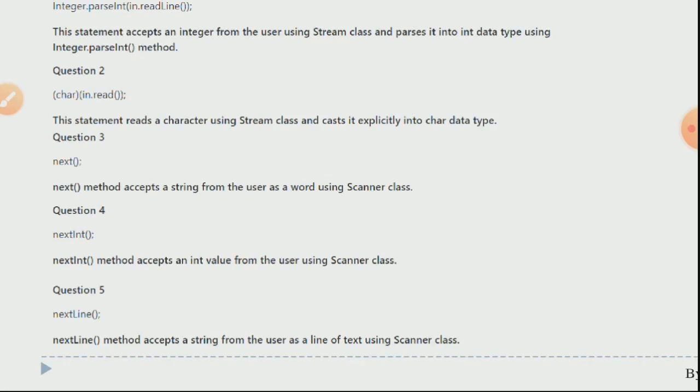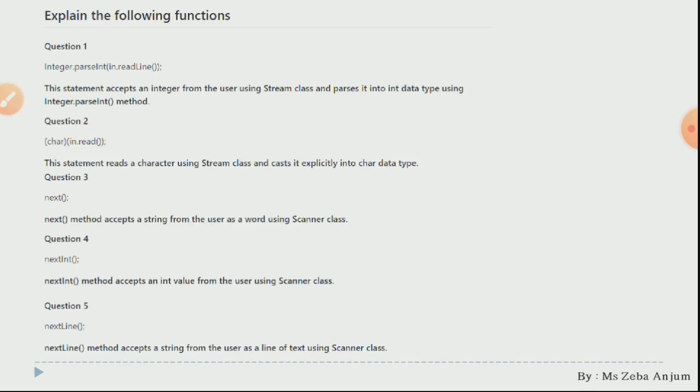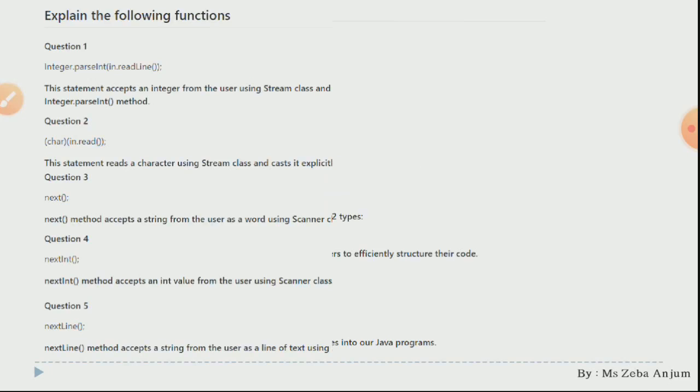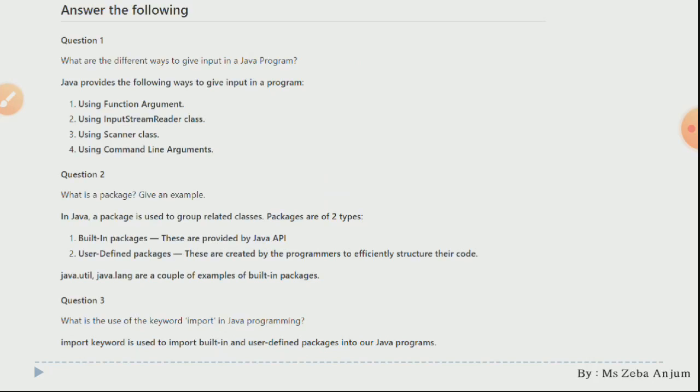Fourth one, next int. Next int method accepts an int value, or you can say integer value, from the user using scanner class. Fifth one, next line. Next line method accepts a string from the user as a line of text using scanner class. Okay, so this is basically about the functions that you are going to write it down over here in the second part. Now see the third part, basically answer the following.